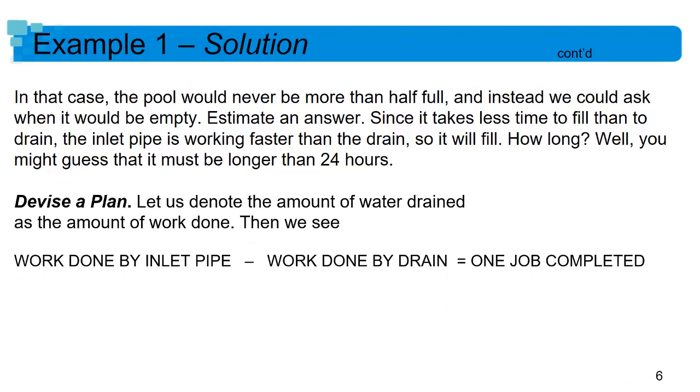Let's devise this plan. We know that if we're trying to fill something, we're basically trying to complete a job, and that one job is filling the pool. That is done with certain work, right? We have the work done by the inlet pipe and the work done by the drain pipe. Obviously, the job is completed when you take the inlet pipe and subtract the drain pipe, because the drain pipe is working against us. So the work of the inlet minus the work of the drain gives us one job completed.